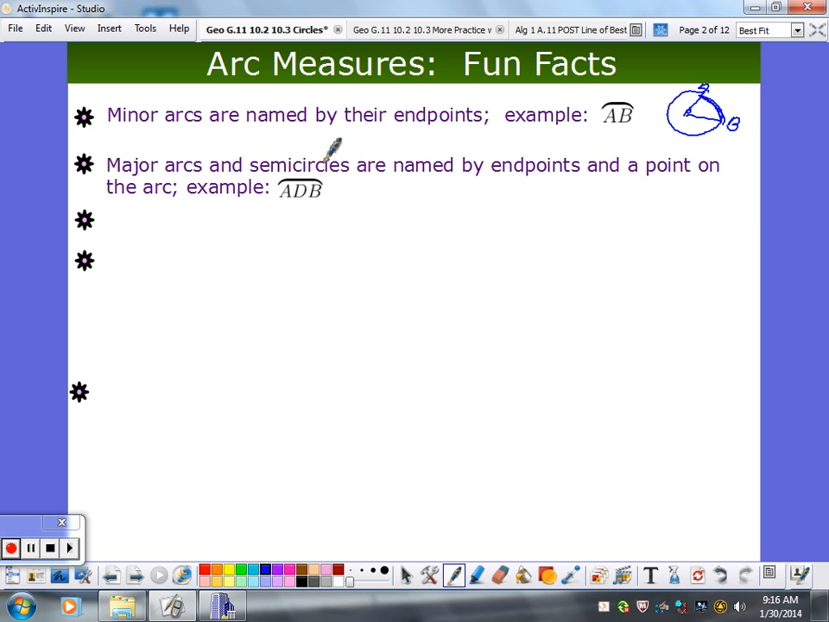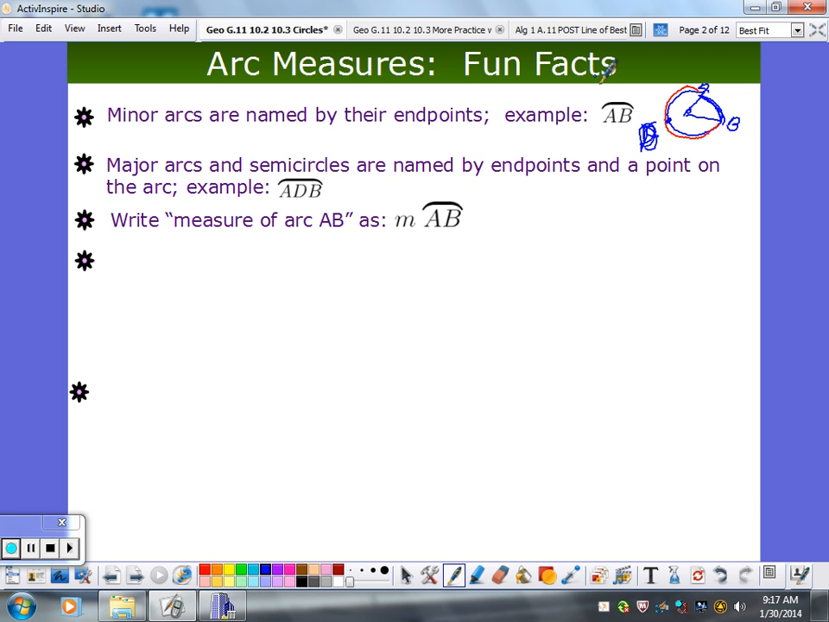Major arcs and semicircles are named by 3 points. Because here's the problem. When I have an arc here, I've got 2 arcs. I've got this arc, and I've also got this arc. So if I call them both AB, how do I know which one you mean? So what we do is we name another point, and I'll call it D. I'll call this ADB. That means go all the way around. If I only have 2 points, go the minor arc. If I have 3 points, go the major arc. Does that make any sense? You have to know which way you go around.